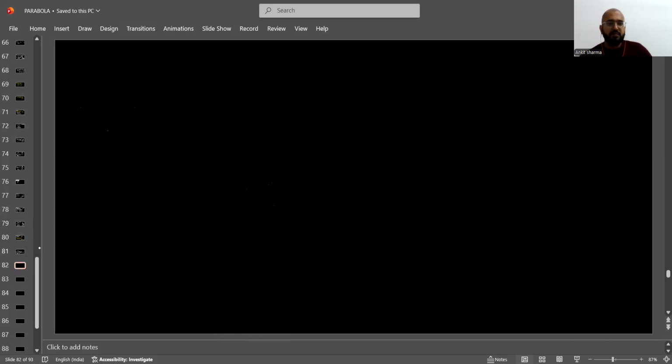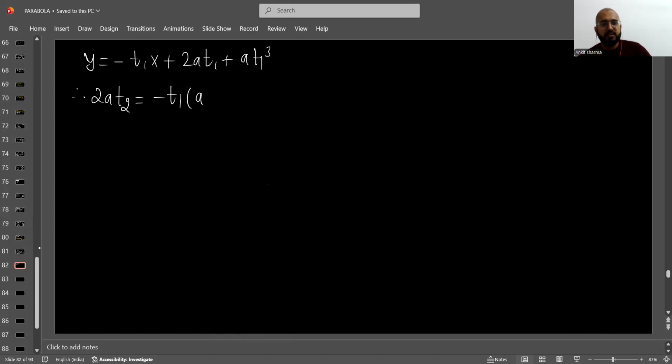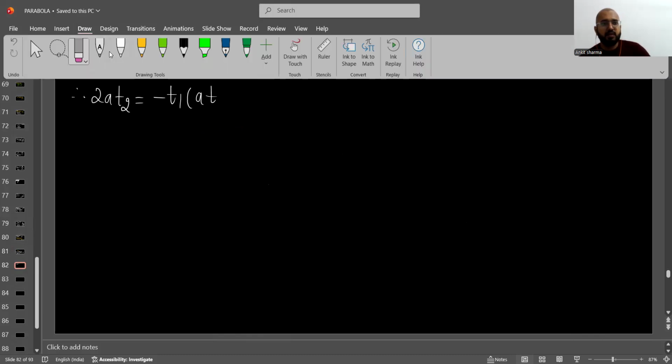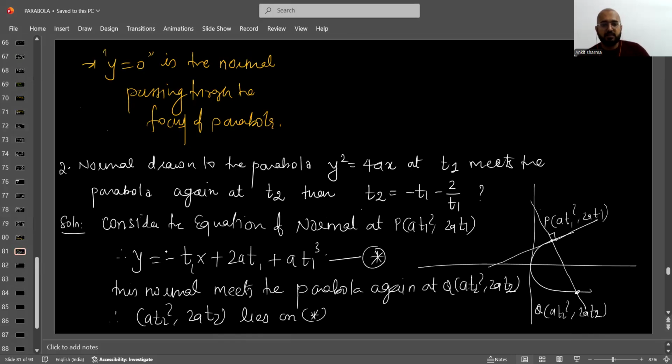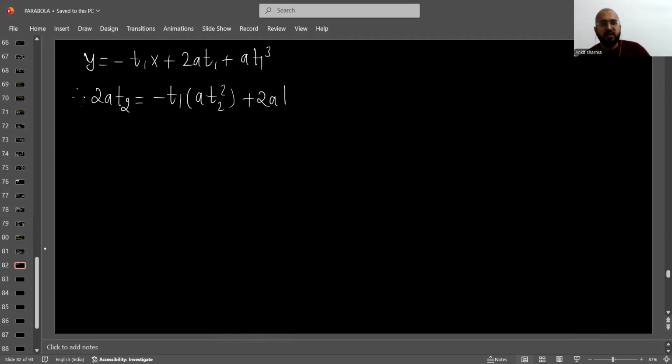Consider this. I'll rewrite the equation: y equal to minus t1 x plus 2a t1 plus a t1 cube. So therefore y is 2a t2 is equal to minus t1 into x, which is a t2 square. So that's my point a t2 square, and then plus 2a t1 plus a t1 cube.